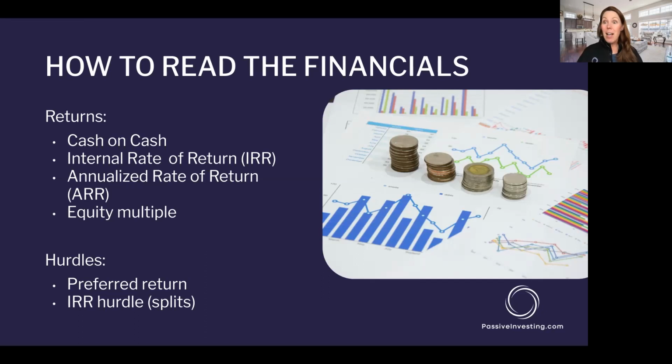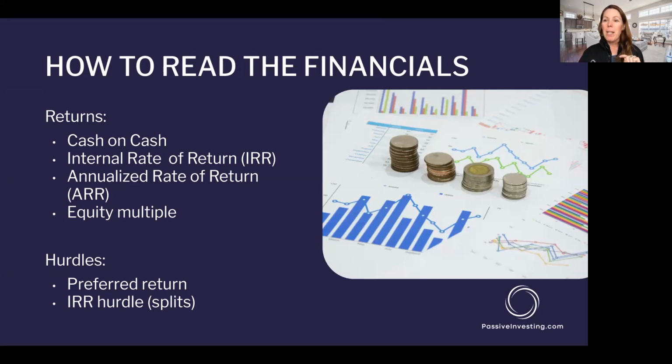But then the asset sells. And then we actually split 70-30 until we get our investors to 13%. And then we change it to 50-50. And this is not on car washes. This is on hotels and multifamily, or multifamily and self-storage.